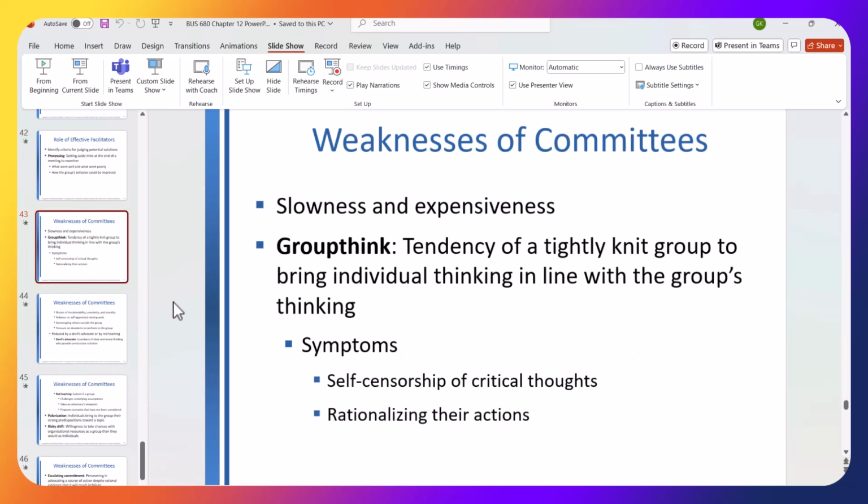So you have some weaknesses. Sometimes it can be kind of slow and kind of expensive, for instance, if you have to bring people in from all different parts of the country. Groupthink: people have a tendency sometimes to start thinking like a group, like, oh, this is how the group is feeling, so I'm going to go along with that. Symptoms include self-censorship of critical thoughts and rationalizing their actions. So this is basically when people start thinking alike.